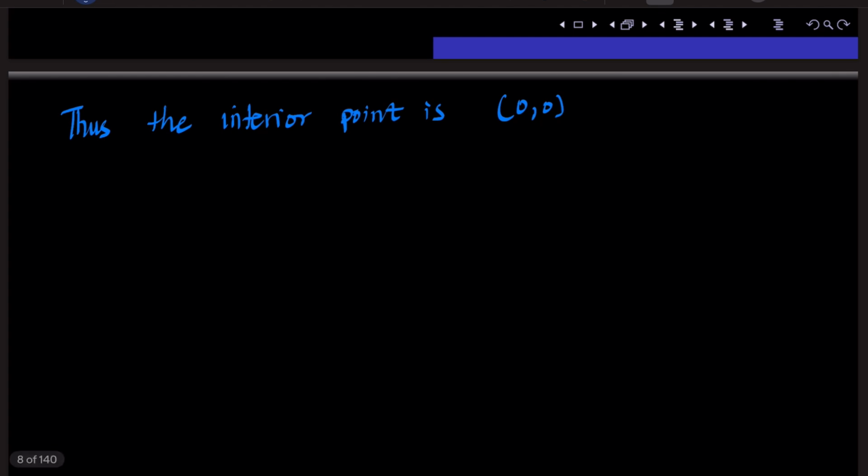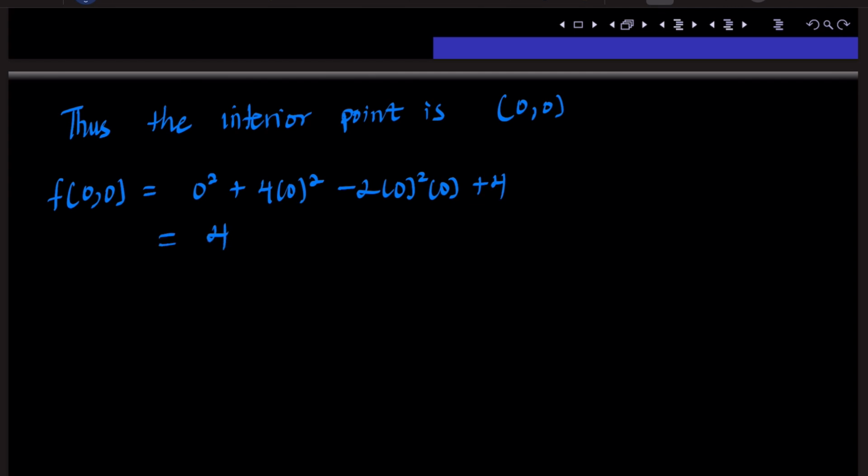So we now compute the function value of f at (0, 0). Thus we are going to have 0 squared plus 4(0) squared minus 2(0) squared multiplying 0 plus 4. So that's 4. So for the point (0, 0), we have our function value to be 4. So that's for the interior points.